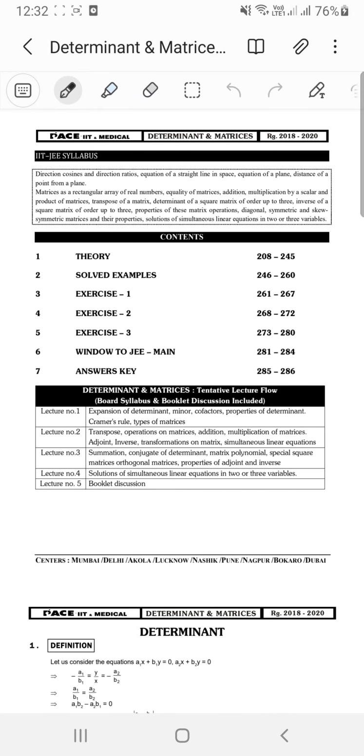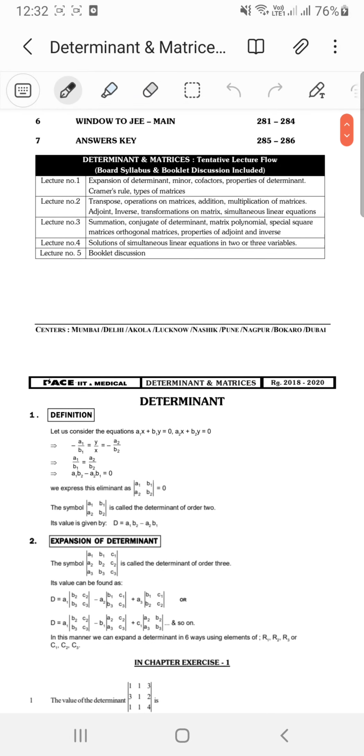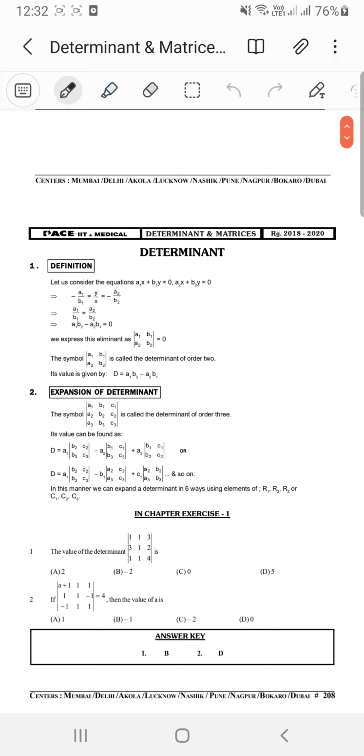Okay, so let's do it. Let's read some stuff first of all. So definition: let us consider the equations a1x plus b1y equal to 0 and a2x plus b2y equal to 0, and minus a1 upon b1 equal to y upon x.